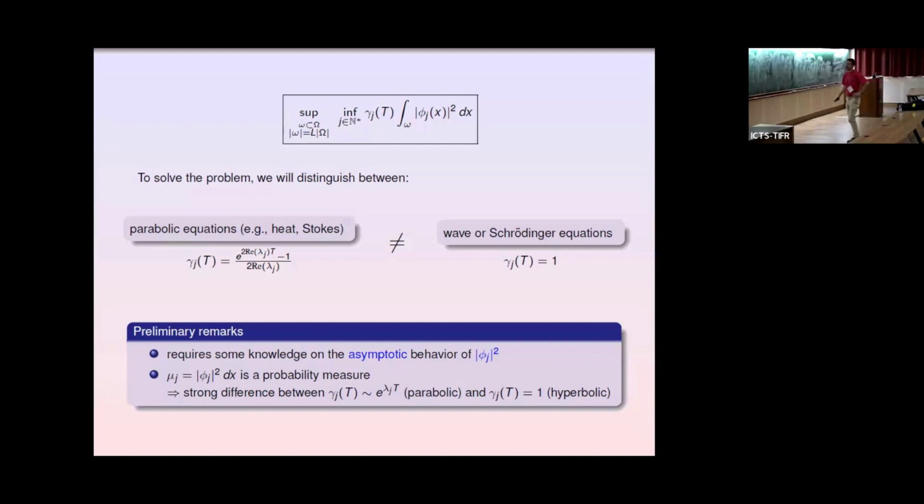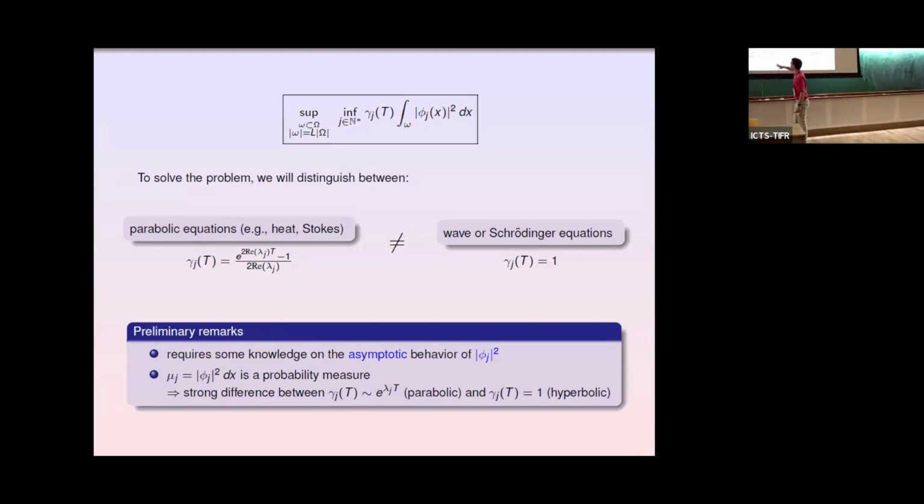And as I already said a bit yesterday, quite clearly, in order to solve this problem, you will have to understand what happens for high frequency modes. Because here, we take an infimum over all modes, all integers. So clearly, we should get some knowledge of what happens whenever j tends to infinity. It will be required. So we have to get some knowledge of the asymptotic behavior of the squares of the eigenfunctions. And obviously, there should be a strong difference between parabolic and hyperbolic equations, also because of the value of the coefficients, quite clearly. And this is what we are going to see.